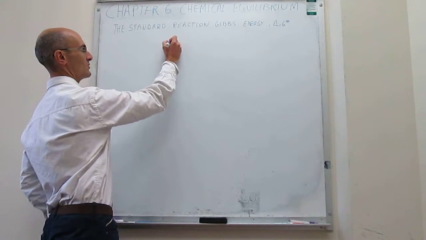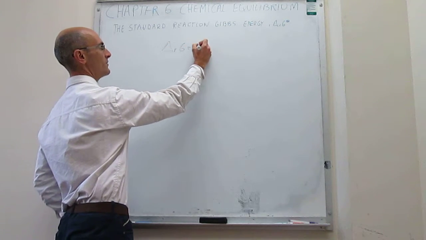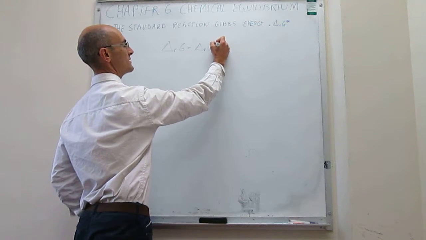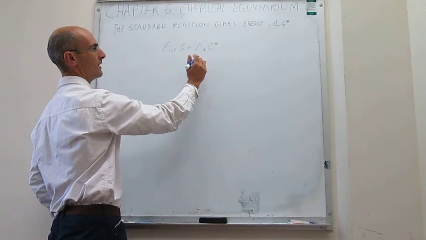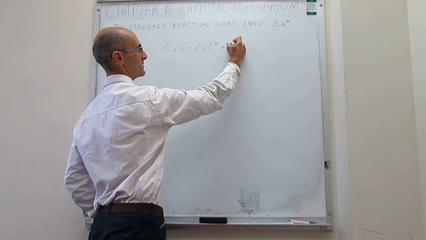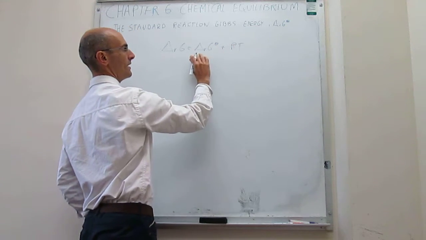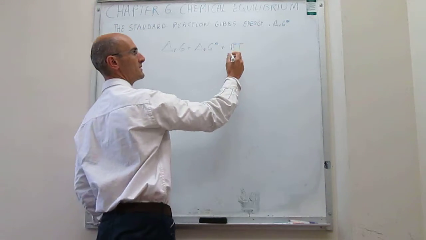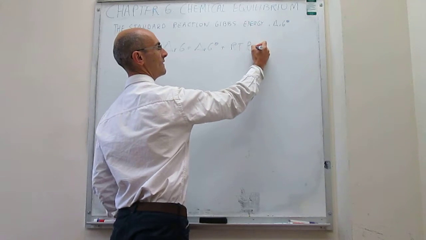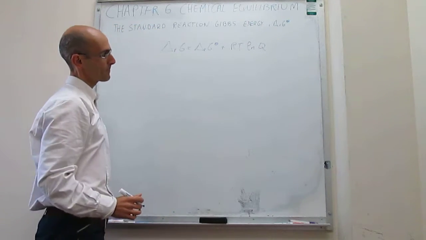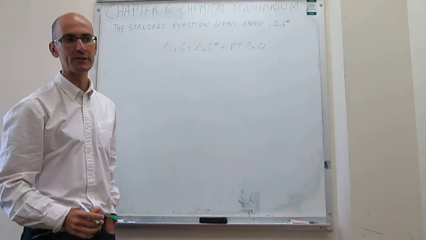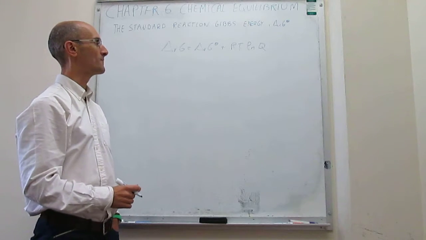The most important expression in all of this chapter is this one, which simply tells you how you can calculate whether a chemical reaction will be spontaneous or not, if you know what the reaction Gibbs energy is at the standard state, and then if you know what the concentrations or the partial pressures of the species involved are.